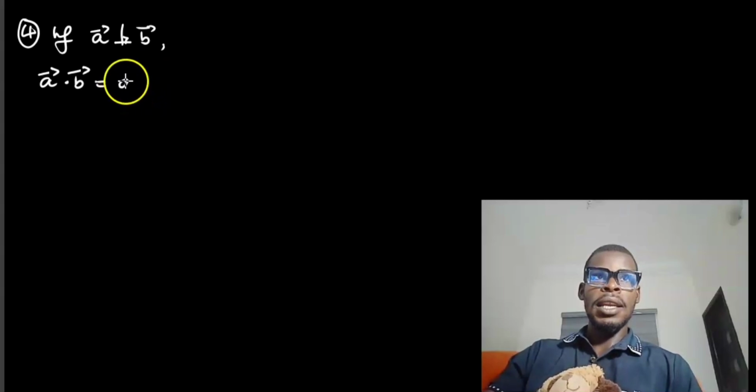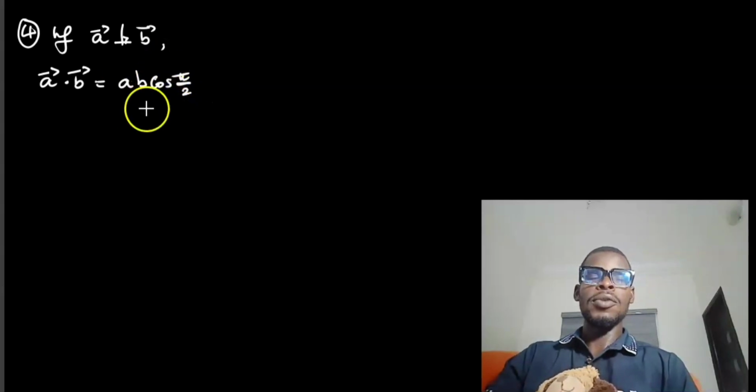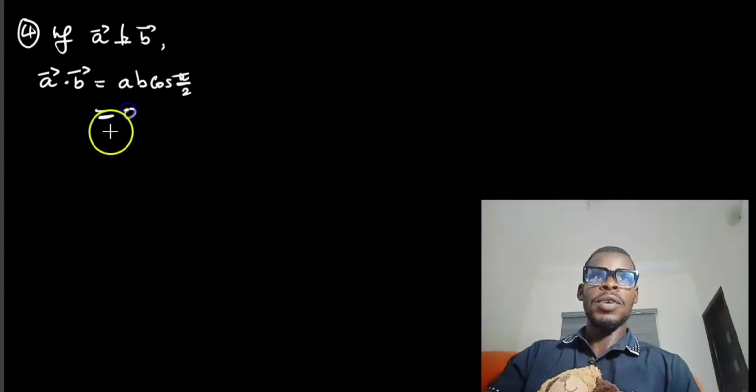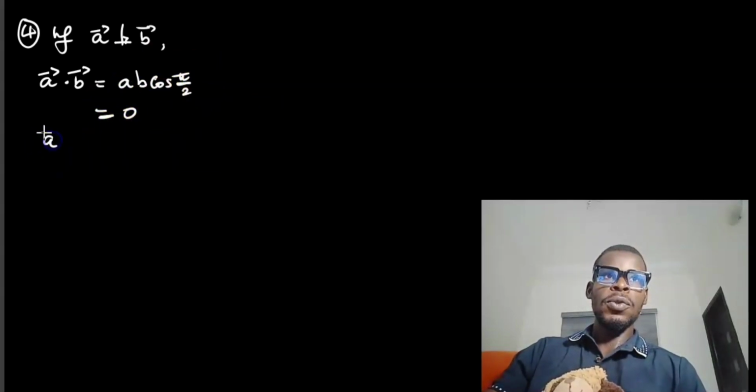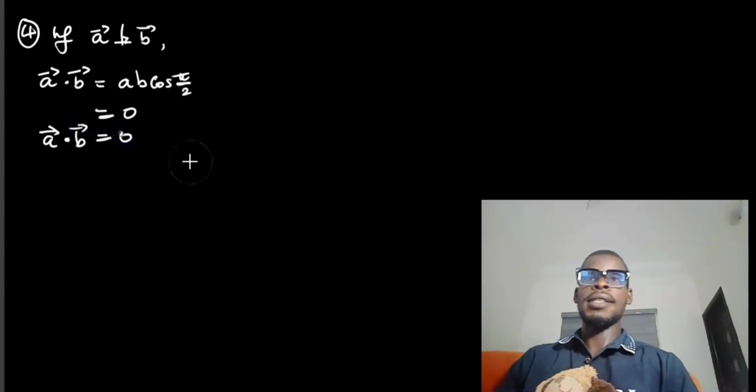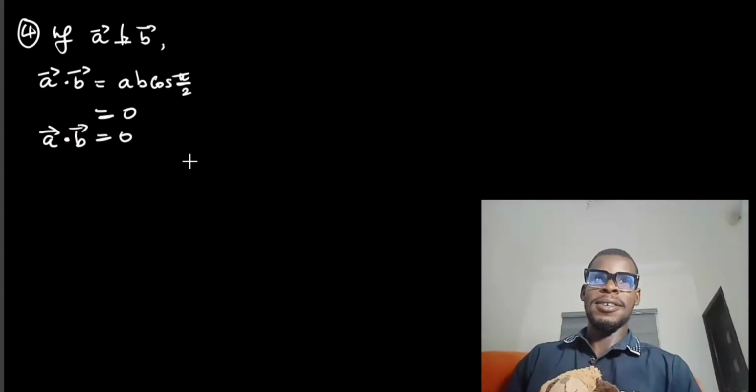So we're going to have the length of vector A times the length of vector B times cosine of 90. But we know that cosine of 90, which is cosine of pi over 2, is simply 0. So that means this thing here will break down to 0. That is, the dot product of two perpendicular vectors is 0. All right? That's nice. That's a good thing to know.